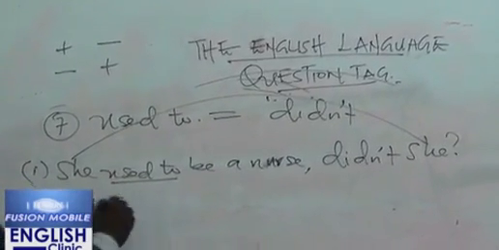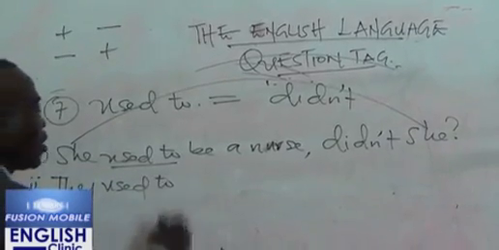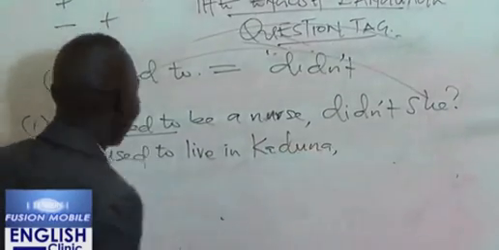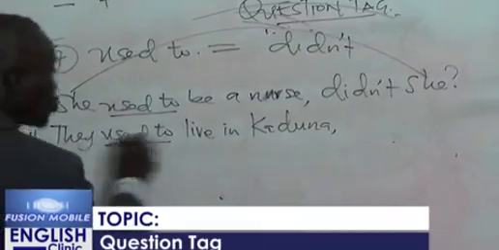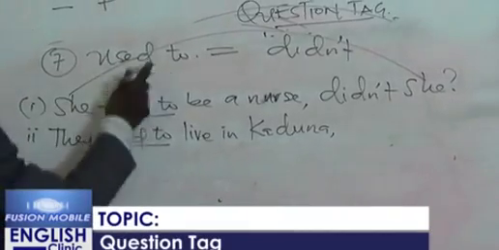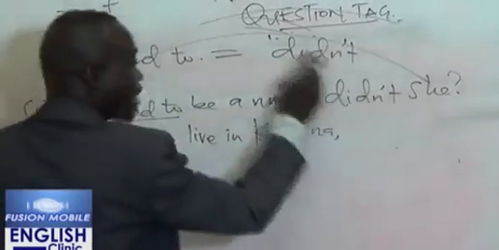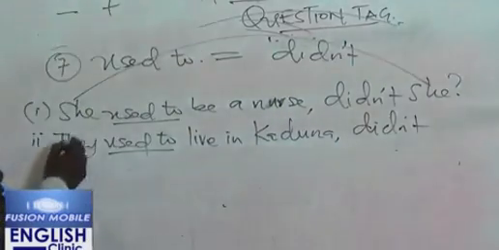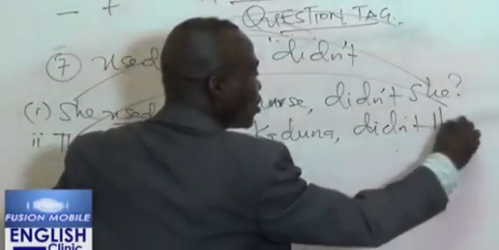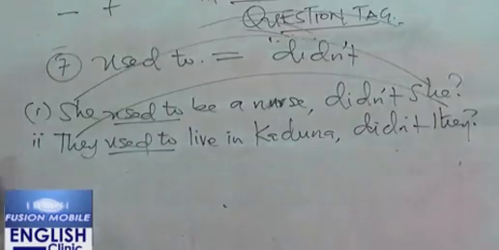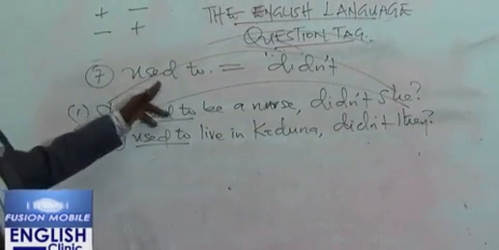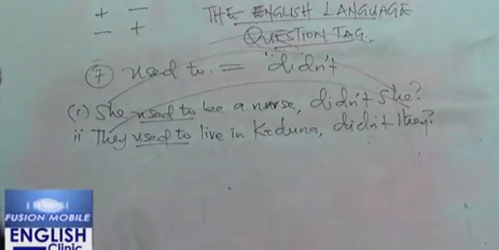Another example. They used to live in Kaduna. We have used to. So whenever you have used to in the statement, then the tag must take did. So I will have didn't. Then I will repeat my subject, which is they. I have, didn't they. So this is basically what we have whenever we have the expression used to in a statement. You must have didn't in a tag. Now that concludes our discussion of rule number 7.